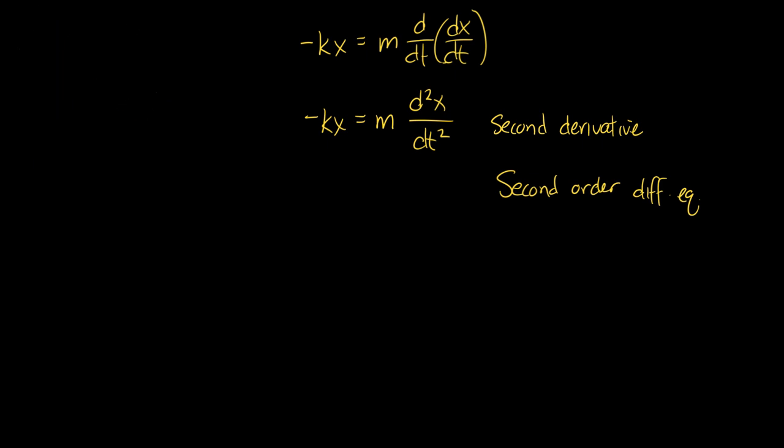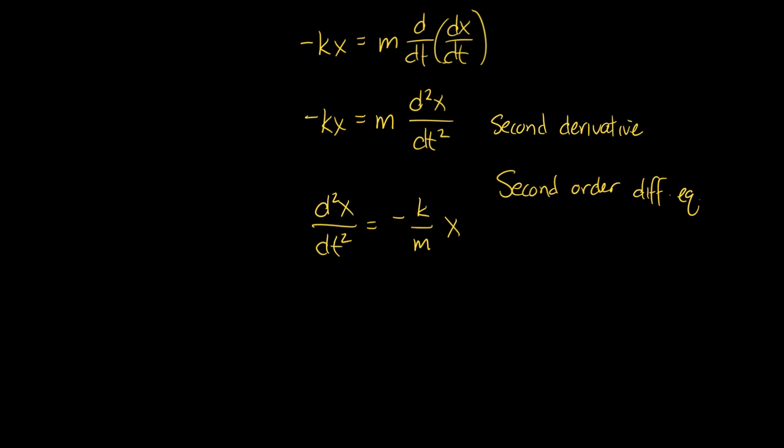Now, I want to rewrite this just a little bit because I want to do what we talked about when it came to differential equations, and that is isolate the differential. This is a differential equation. It is telling you how two functions are related. The function for acceleration and the function for position. It's telling you how they're related.